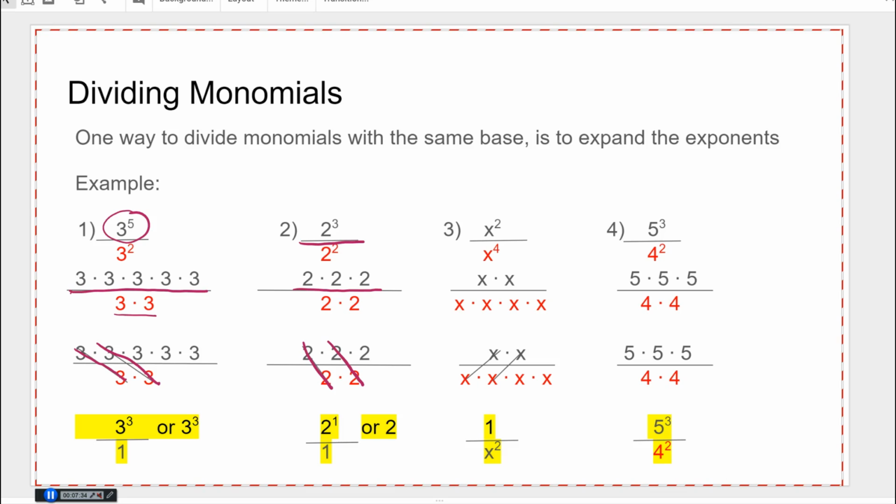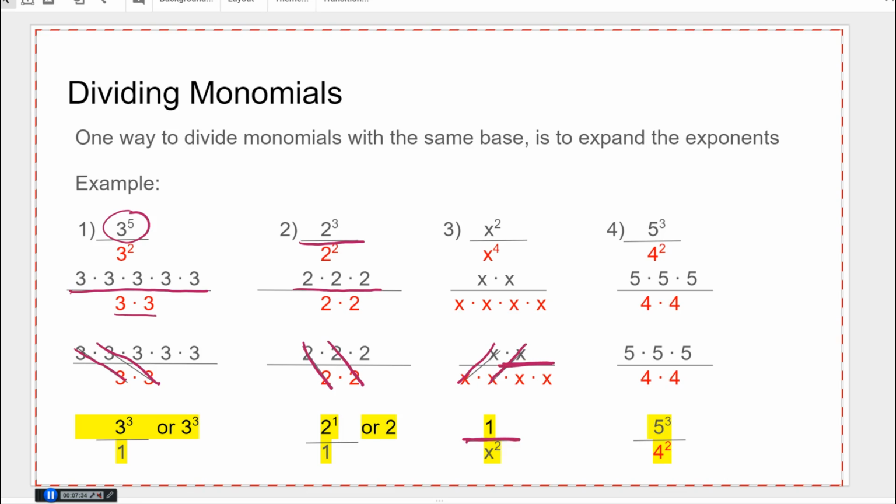Now here we have a little bit different. We've got 2 x's on the top and 4 x's on the bottom. So we have more x's on the bottom, so we know our answer is going to be on the bottom. We cross off x over x is 1, x over x is 1. Now be really careful here. These 2 x's are still on the bottom.